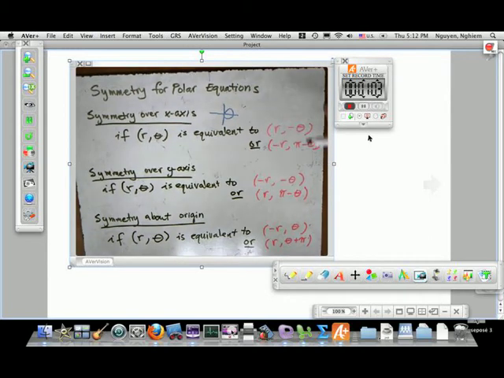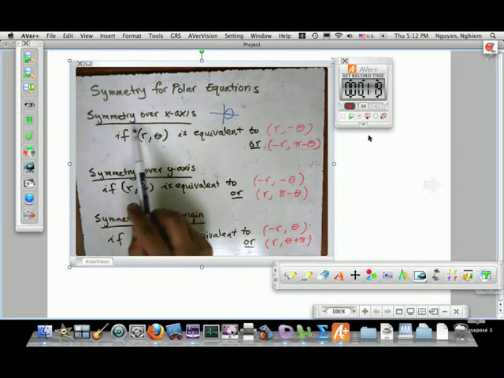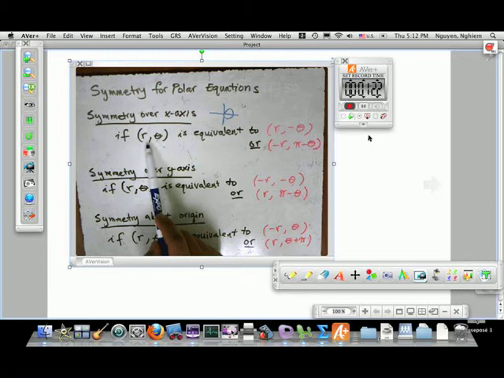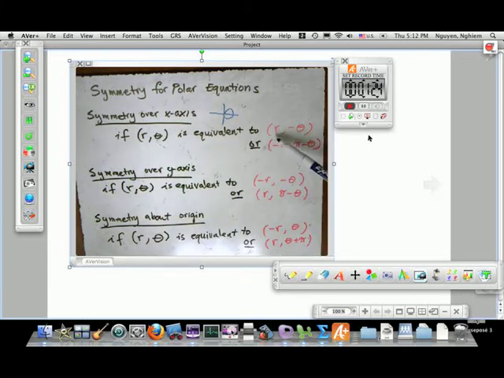The graph itself gives us a really good idea about symmetry, but it's not a proof of symmetry. The only way we can prove that a graph has some sort of symmetry is by using one of these rules. So if you want to prove that something has symmetry over the x-axis, you're going to take r, theta and replace it with r, negative theta, and then do some sort of work with the identities to show that the equations are identical. Or you can also replace r with negative r, theta with pi minus theta, and then show that the equations are equivalent.